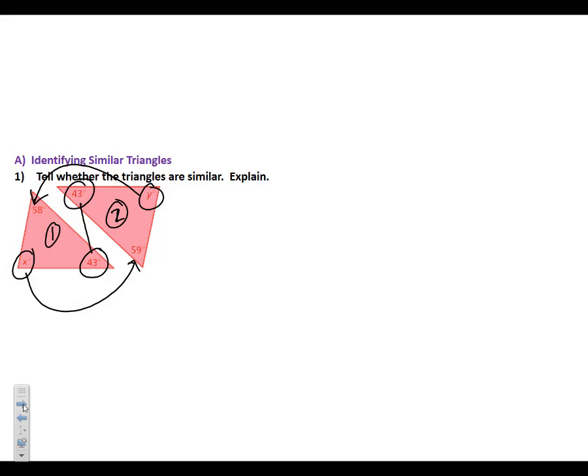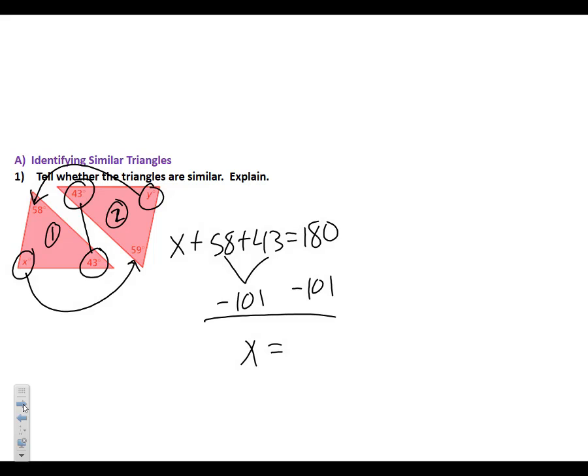All right, it matches what we want. So I'm partial to x, so I'm going to take the first triangle, and I'm going to go x plus 58 plus 43 is equal to 180. Now I'm going to solve for x, and if that equals 59, I know I have three congruent angles and I have similar triangles. Well, when I add 58 to 43, I get 101, so I'm going to subtract 101 from both sides, and it says that x would have to equal 79 for us to have a triangle. Well, 79 does not equal 59, so no, not similar, because they are not equal.